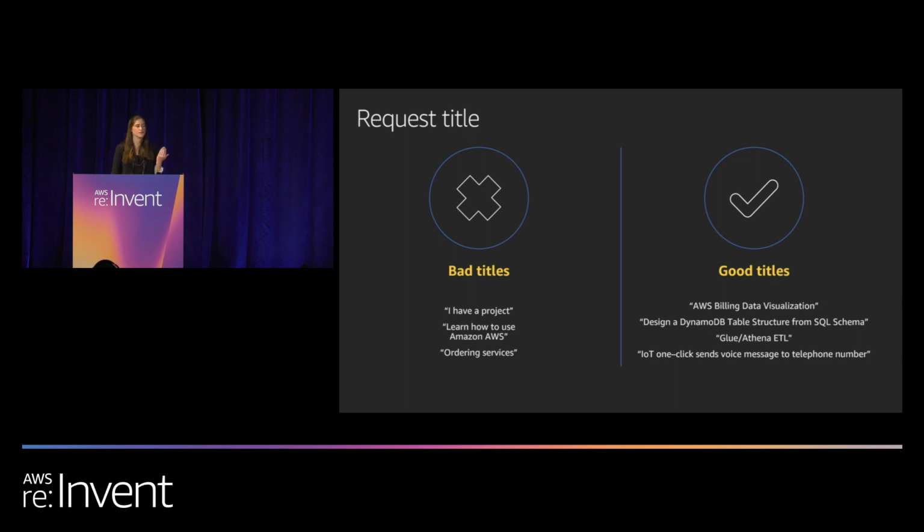We've also seen some great titles, like "AWS Billing Data Visualization" and "Design a DynamoDB Table Schema from SQL Schema." These are really great examples because they let the expert know right away what type of deliverable you're looking for. And it can help the expert to decide if this is a good request for them to work on. All right, so once we've written a strong request title, we'll want to provide a strong description.